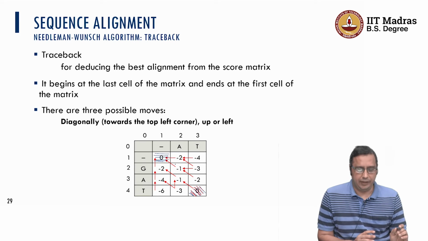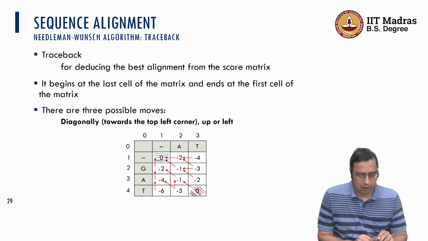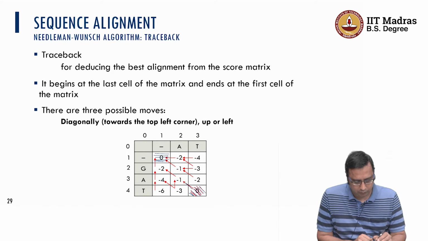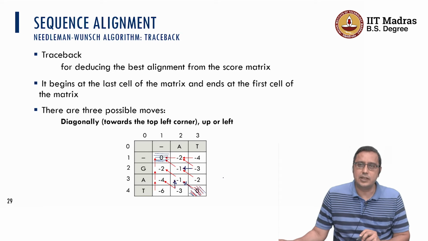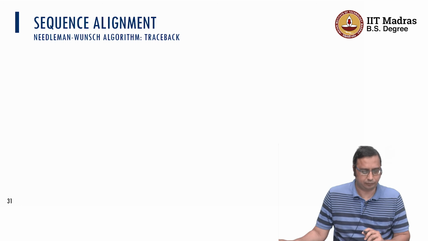So there are three possibilities. As you can see, there are three kinds of arrows: one is up, left, and diagonal. So diagonal basically goes from the top left corner, is up or left. So we have a possibility of going again diagonally, up or left. So now let's use these three kinds of arrows and trace back.